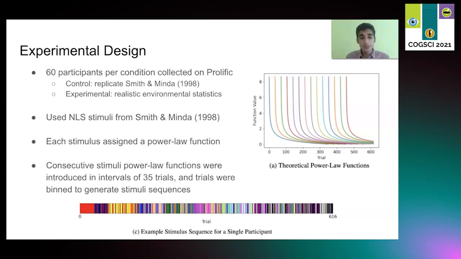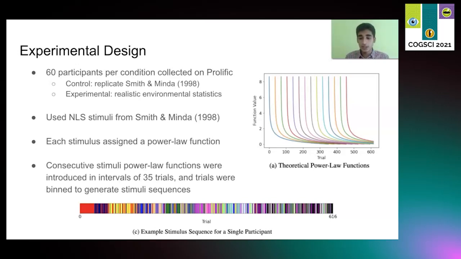One example stimulus sequence generated from this algorithm is shown at the bottom of the slide here, in which each color corresponds to a unique stimulus. As you can see, for example, with the stimulus represented by the color red, it is first seen with high frequency and then shown less and less frequently over time. This entire stimulus sequence generation algorithm was designed in order to create an experiment with realistic environmental statistics.